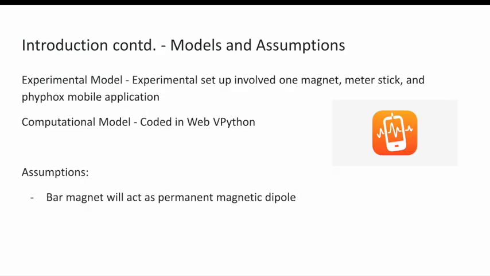Moving on to the models and assumptions. Our experimental model setup involved one magnet, a meter stick, and the Phyphox mobile application. The computational model was coded in Python, and our assumption was that the bar magnet will act as a permanent magnetic dipole.